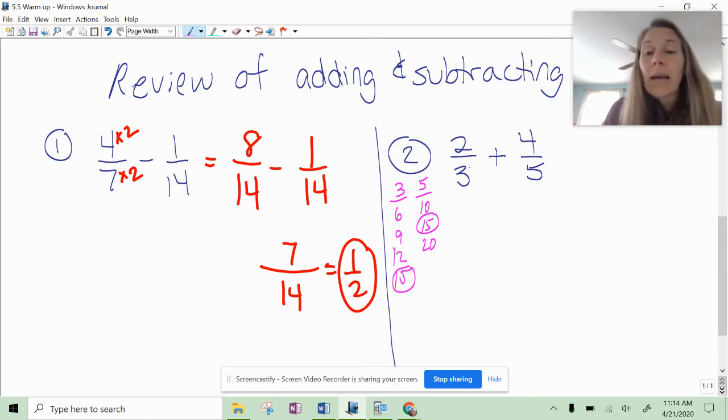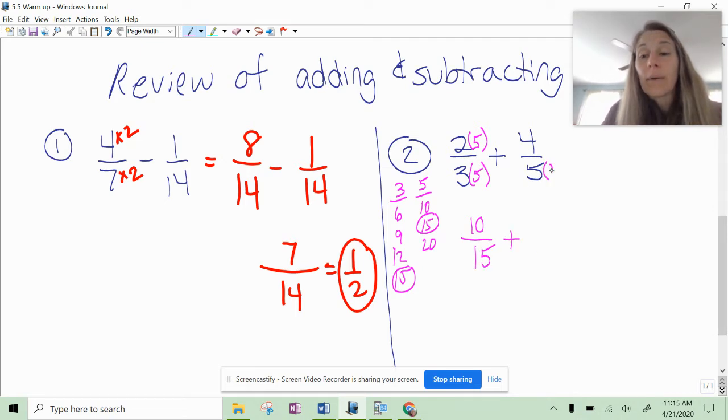So in that case, I have to multiply my first fraction. The 3 needs to be multiplied by a 5 to get 15, which means I'm also going to multiply my 2 in the numerator by 5 as well. So then that gives me 10 over 15. The second fraction, in order to get a 15 on the bottom, I'd have to multiply that 5 by 3. So then the 4 in the numerator will also get multiplied by 3, giving me 12 over 15. Then I can do the operation, addition or subtraction. This one's addition, so I have 22 over 15.